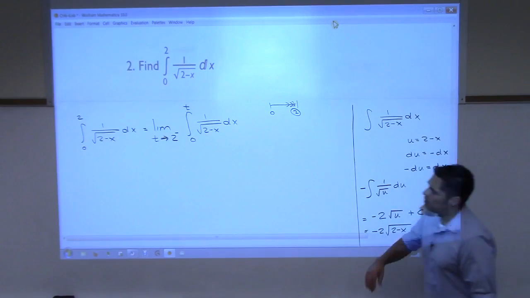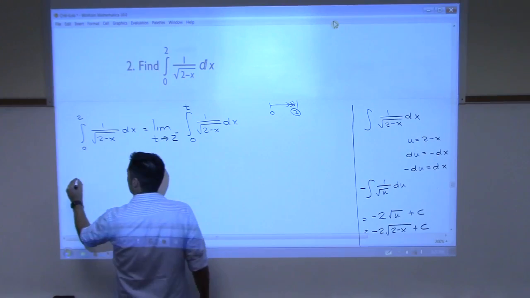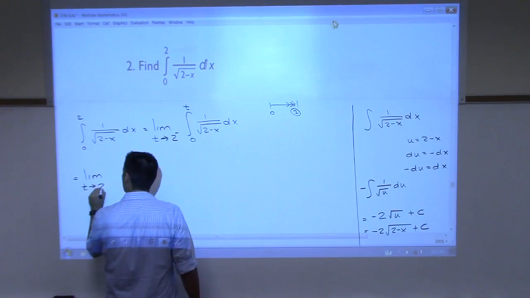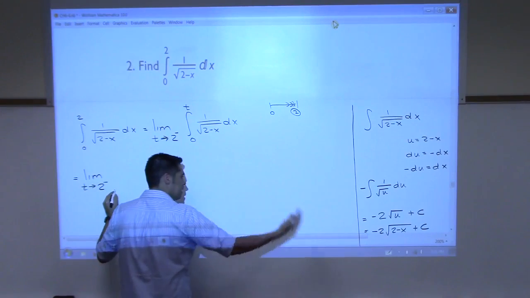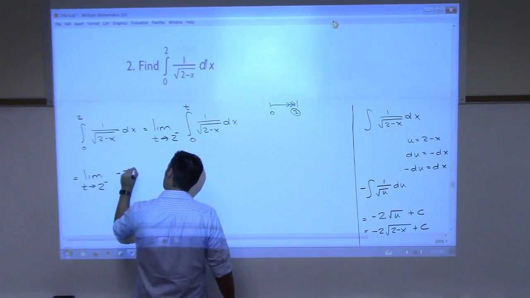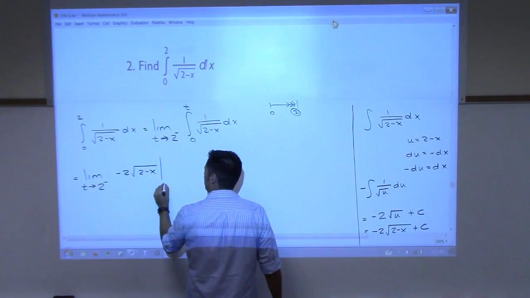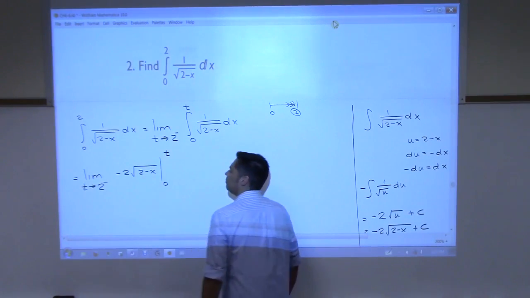So now I'm going to come back here. I'm going to write the limit again. Limit t approaches 2 from the left. The antiderivative, negative 2 root 2 minus x. My evaluation bar is going to go from 0 to t.